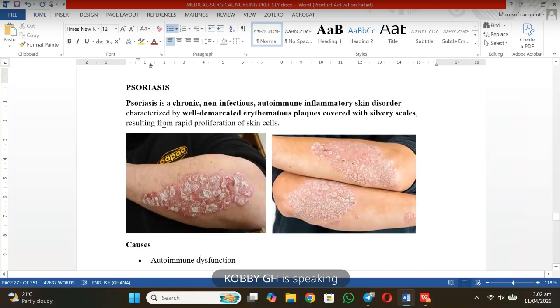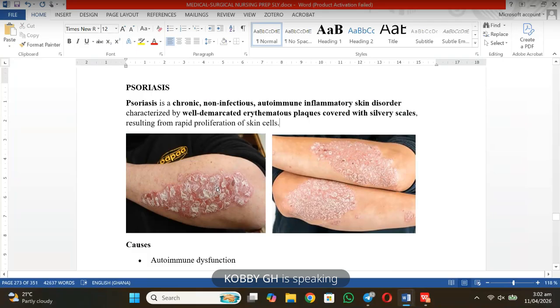We didn't do psoriasis. We've not done psoriasis. So this one over here, you are seeing over here, is psoriasis. Now you can see clearly that this one looks like a scale. It's like a dry scale.